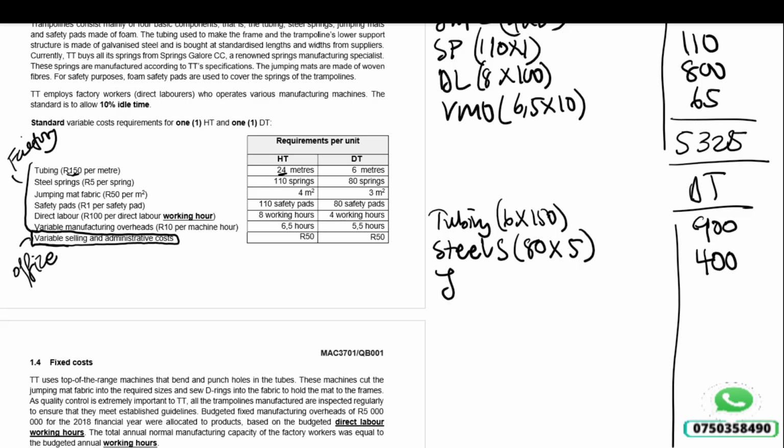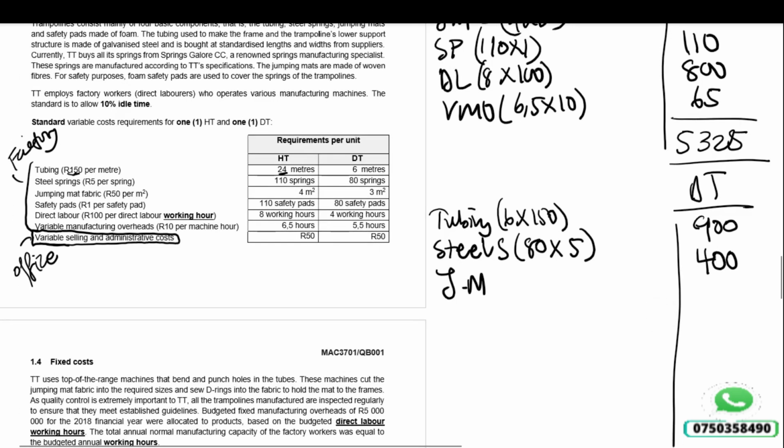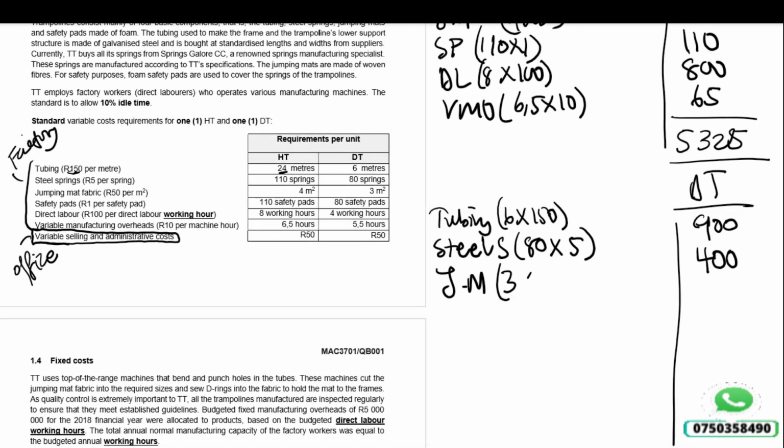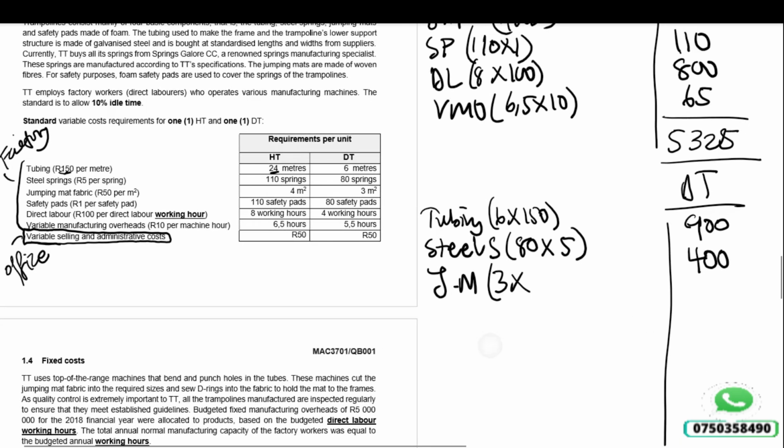Then I've got jumping mat. We said here how many square meters are required is 3 square meters required, multiplied by 1 square meter costing 50 rand. So I'm going to have a total cost of 150. Then I've got safety pads. How many are required here? 80 safety pads, and each safety pad is costing 1 rand. So my total is going to be 80.